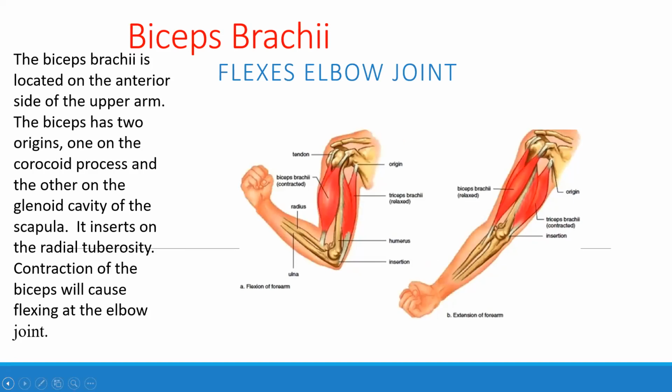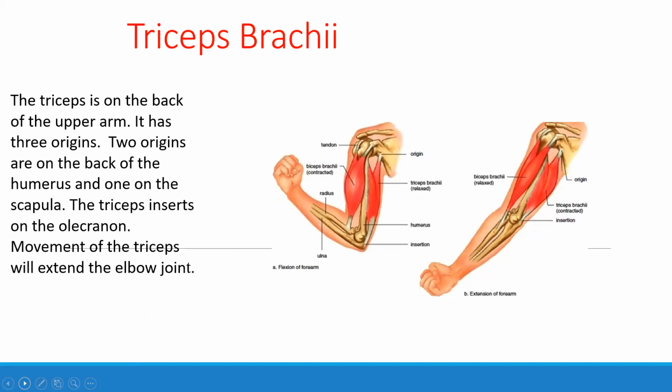So its origin is on the scapula and on the humerus, and the insertion of the biceps brachii is on the radial tuberosity. Now, its antagonist is the triceps muscle. The triceps muscle is going to extend the arm at the elbow. The triceps' origin is also on the scapula and the humerus. It has three heads instead of two because it has tri for triceps. Biceps has two heads.